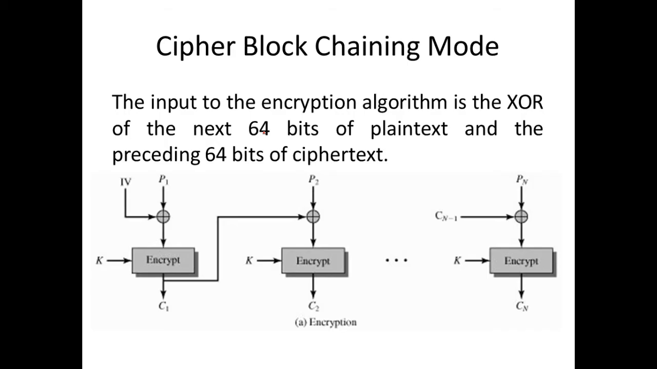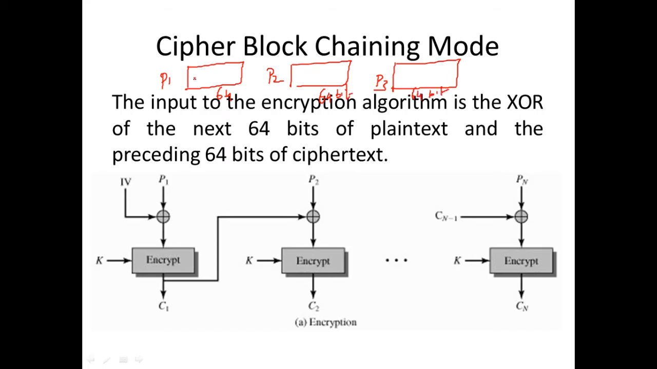So we understood in electronic codebook mode, when the plain text repeats, you're going to have the same ciphertext. So that becomes a weakness of the algorithm. And cipher block chaining mode is a more secure algorithm. So we'll see what it does. Let's consider that our plain text message is broken down into blocks. So we have three blocks here. This is P1 and P2 and P3. We can assume that each block is of 64 bits.